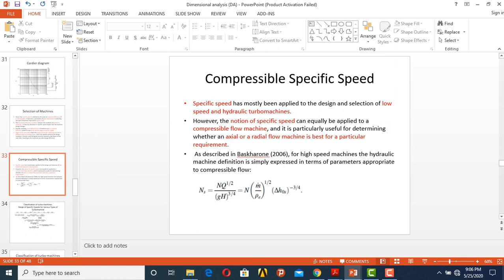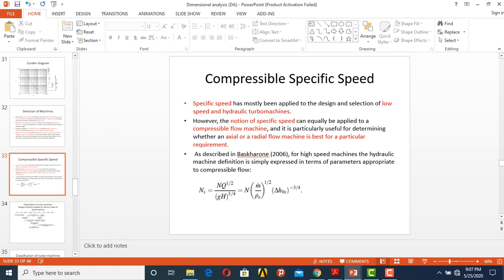Specific speed must be applied to the design and selection of low speed hydraulic turbo machines. However, the notion of specific speed can equally be applied to compressible flow machines, and is particularly useful for determining whether a machine is a radial or axial flow machine, whichever is best for the particular requirement.